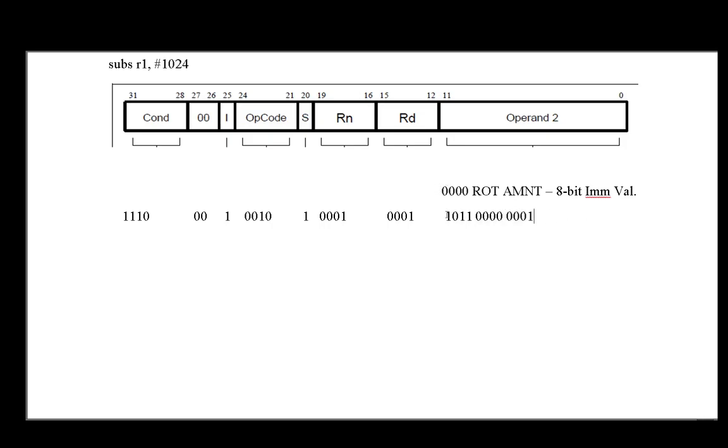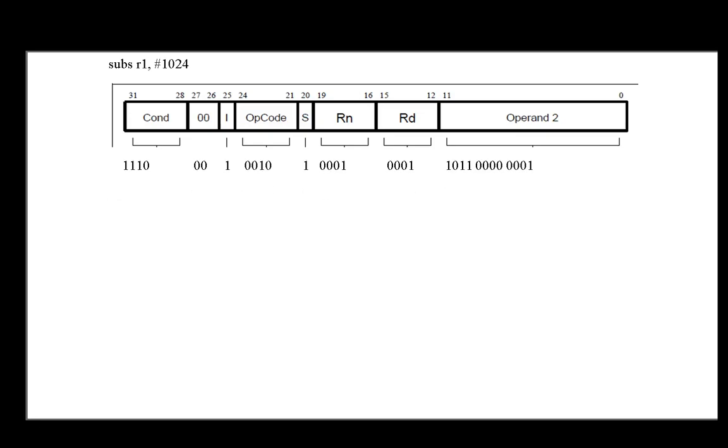Again, if you want to review how I'm getting this value exactly, please watch the video in which I go over the immediate value generation. And if you still have questions, write me a comment and I'll try to address that. So I'm going to remove this right now and go back to continuing this example.